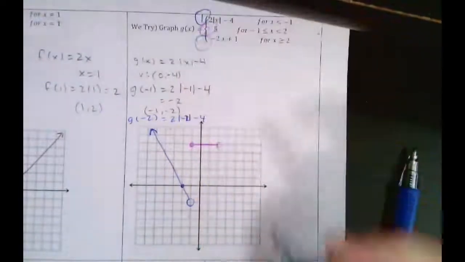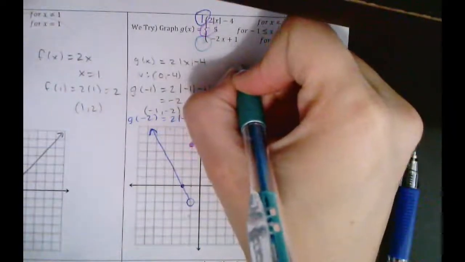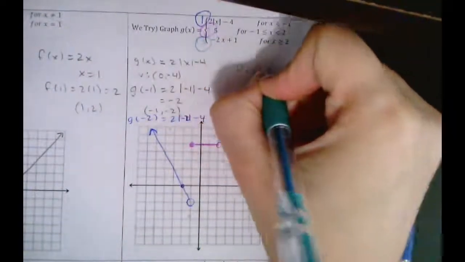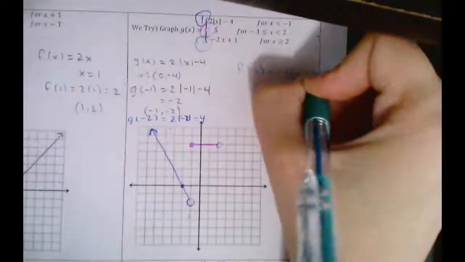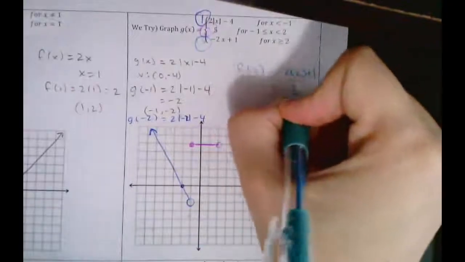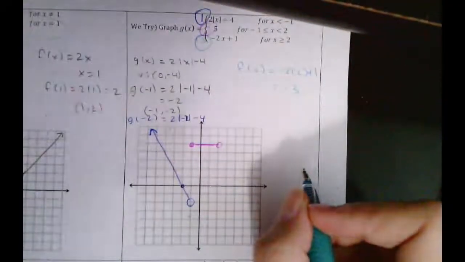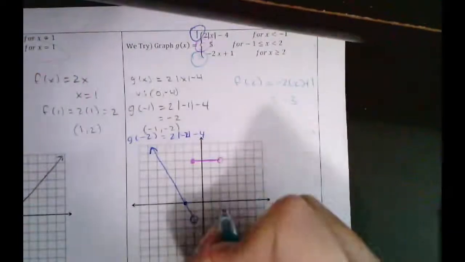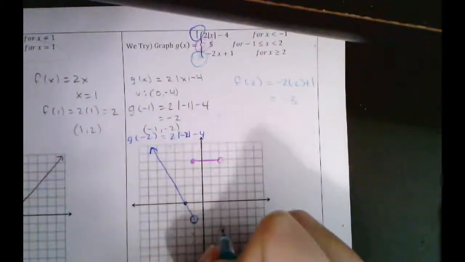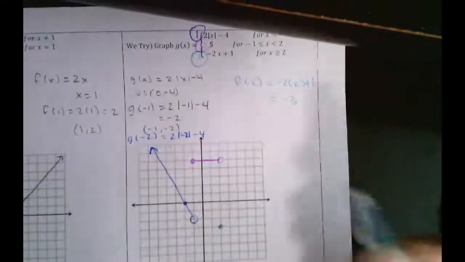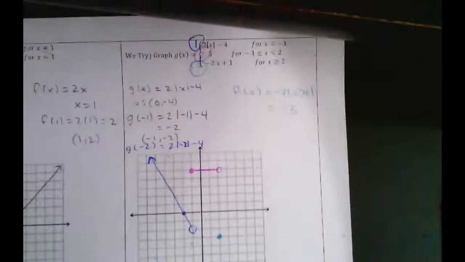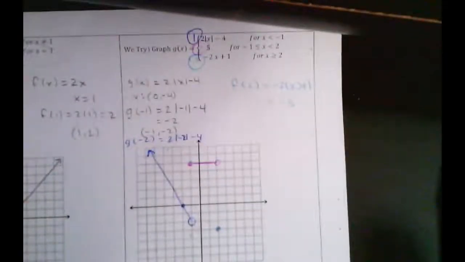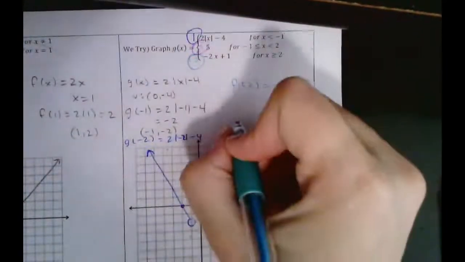Okay, and then our third piece is just a line. So we want to plug in 2, and we get -3. So you're going to graph the closed point 2, -3. So 2, -1, 2, 3. Then you want to pick another point that is greater than 2, so maybe 3, and plug that in.